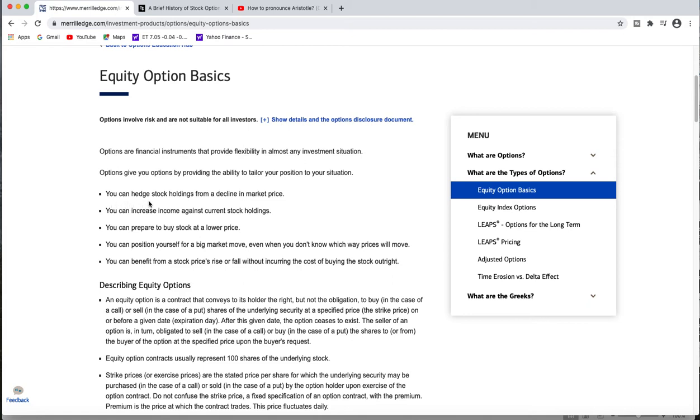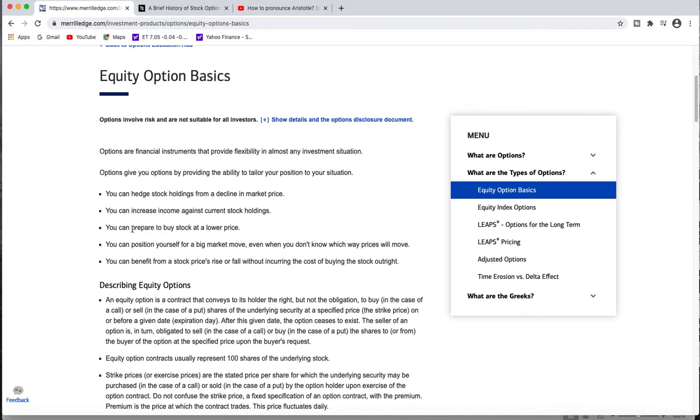You can hedge stock holdings from a decline in market price. Hey, that's what we should have been doing this last week, right? On covered calls that I've been showing you guys. You can increase income against current stock holdings. Increase income. Covered calls, think about it, giving yourself weekly dividends or monthly dividends. You can prepare to buy stock at a lower price.